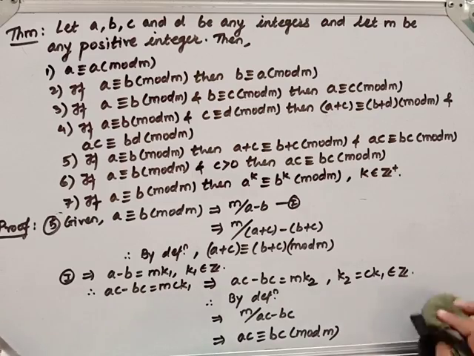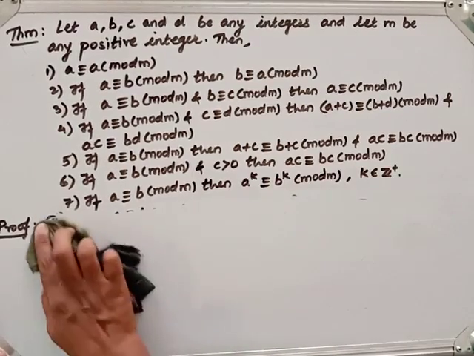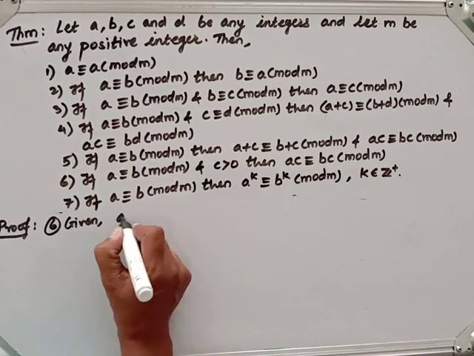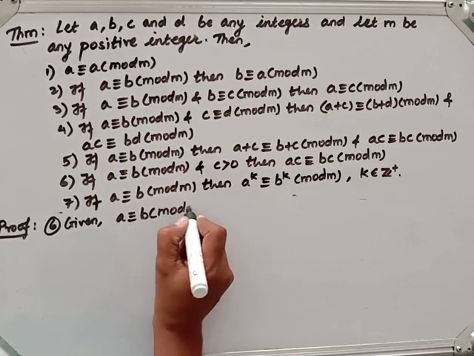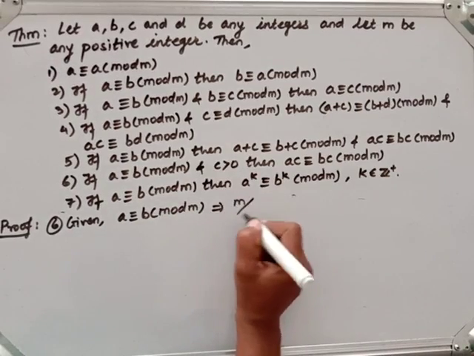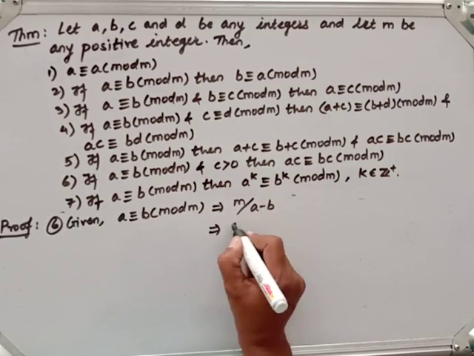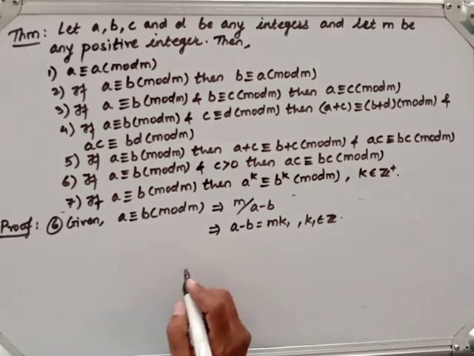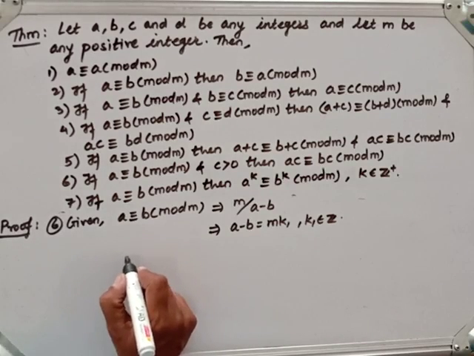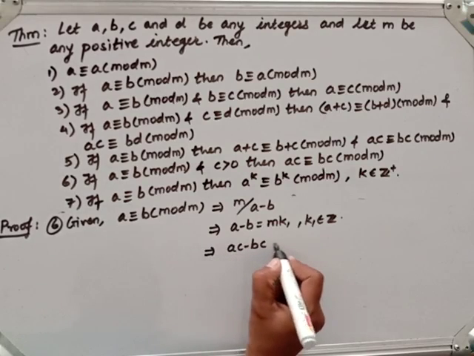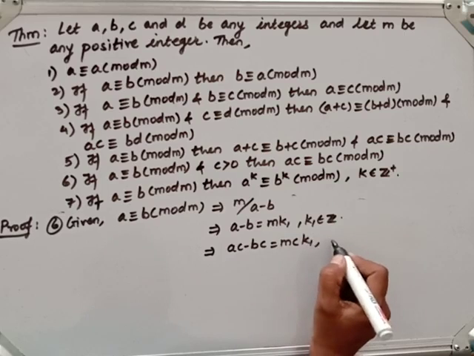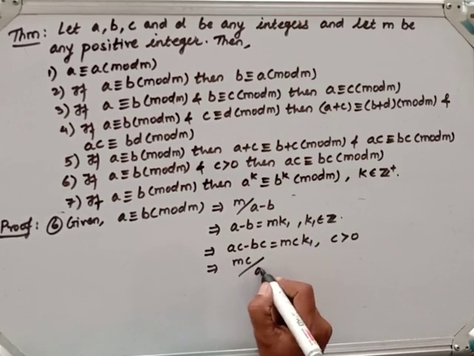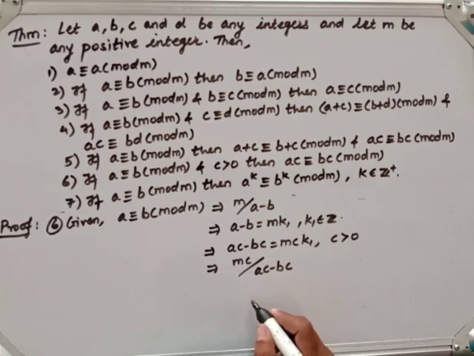Fine. Now the next one, the sixth one, will be what? Given a congruent to b modulo m. So this gives m divides a minus b. That gives a minus b is equal to m k1, k1 belongs to Z. Fine. So now this can be written as ac minus bc is equal to m c k1. Here c is greater than 0, given to us. mc divides what? ac minus bc. Here you can remember c is positive.